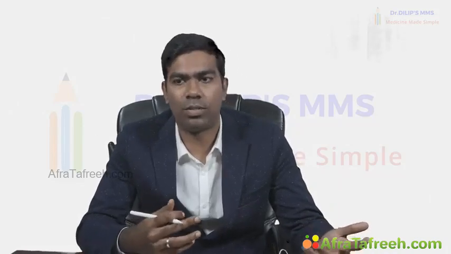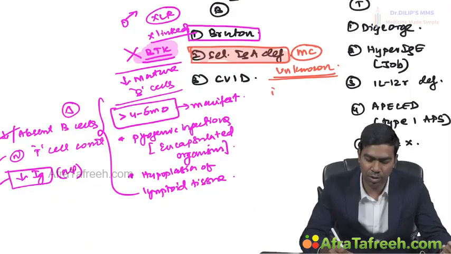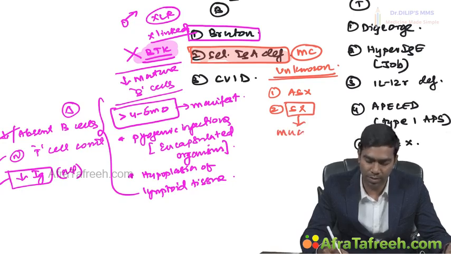Remember, IgA is a mucosal antibody. So typically the patient will be suffering from defective mucosal immunity. That's the idea. Many times the patient can be asymptomatic. Suppose if they are symptomatic, they will be suffering from mucosal infections predominantly.